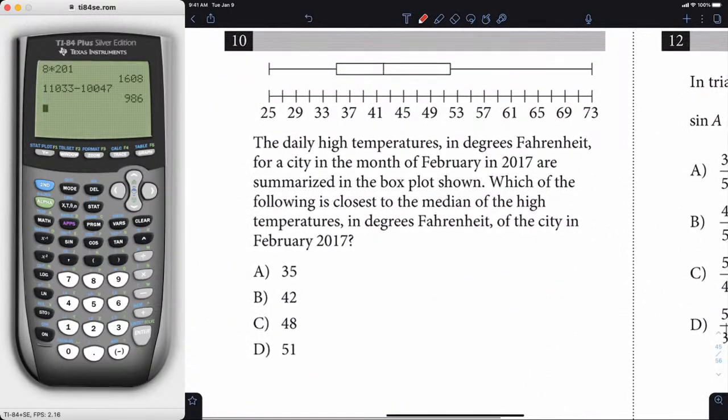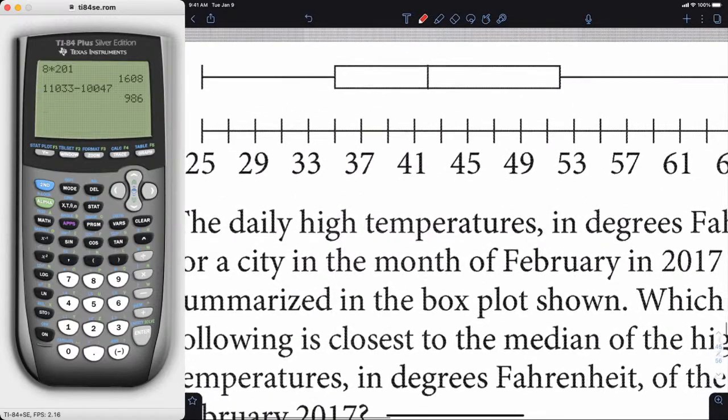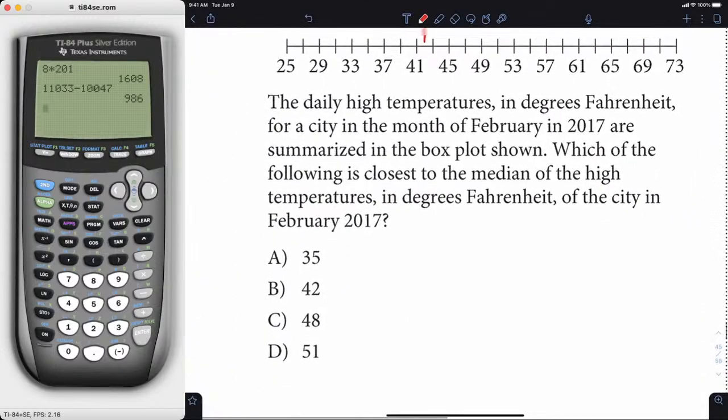Alright, the daily high temperatures in degrees Fahrenheit for a city in the month of February in 2017 are summarized in the box plot shown. Which of the following is closest to the median of the high temperatures in degrees? The median of a box plot is just going to be this line right here, so it's going to be about 42.